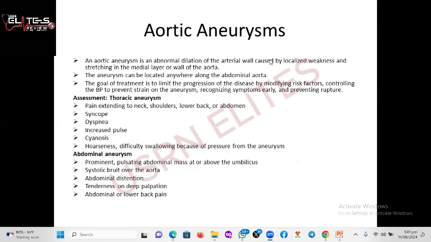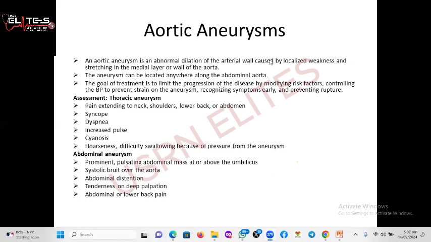So on palpating, even though when it is noted that someone is having aneurysm, you have to be very careful when you have to palpate because you don't have to apply a lot of pressure in palpating. But when you do that, you can cause rupturing, or you can put pressure on the area and the rupture can occur. So the patient will complain of a pulsating abdominal mass at or above the umbilicus.